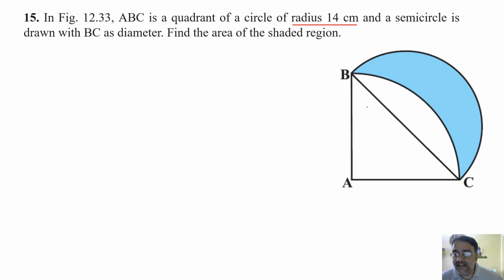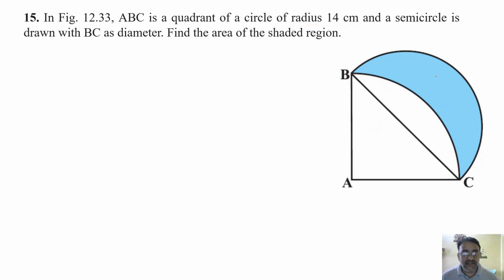What will we do? First we will add this triangle and this semicircle, okay? Right? Triangle and semicircle we will add. So we'll get the full figure. And in the full figure we will subtract this part, the quadrant. So we'll get the area of the shaded region. So the area of the shaded region will be area of triangle plus area of semicircle minus area of quadrant.